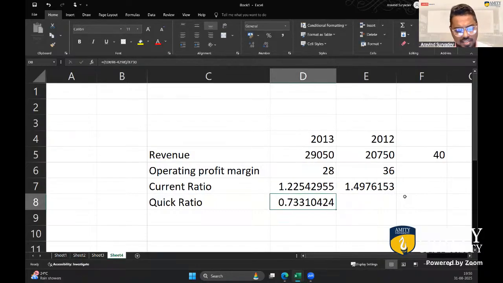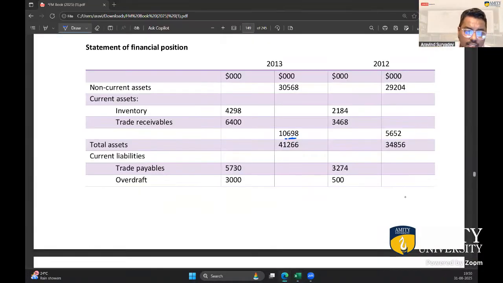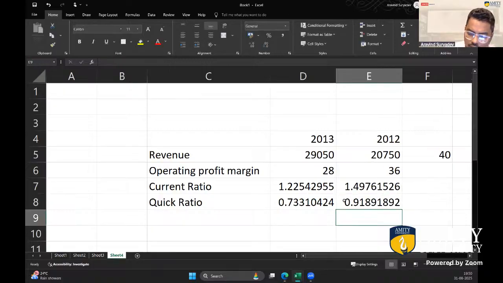All right, so that gives me 0.73 as the quick ratio. And in 2012, I'm going to copy the same formula, but remember to remove inventory. 2184, 2184. This is what I'm getting. 0.9 was the quick ratio, which is actually a better quick ratio. Now the quick ratio has deteriorated. That doesn't look so good.